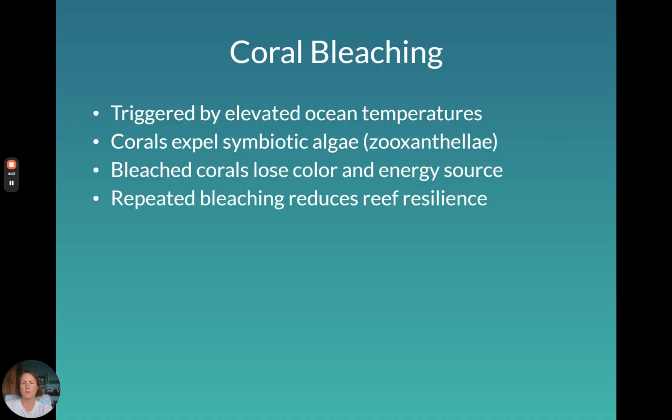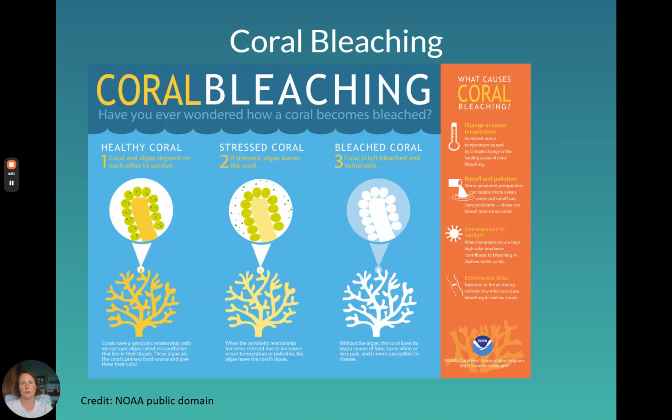Bleached corals lose their color, but they also lose that zooxanthellae, which is their energy source. Corals can recover from bleaching, but repeated bleaching reduces the reef's resilience over time. So the more bleaching events that happen, the more severe those events are, the more likely corals are to not recover from bleaching. And if you remember last week, we talked about all these marine sources and the pressures on them and how they're changing the oceans. Well, having different chemicals in the ocean, having all those other factors come in as well, just causes coral reefs to be even that much less resilient over time.